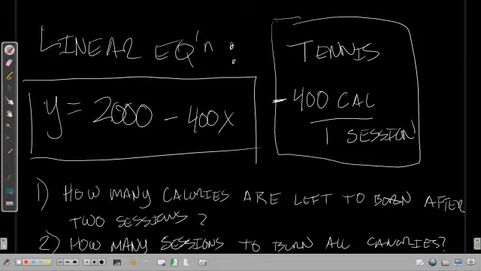And that's the discussion board. Pick an activity. Pick a number of calories you eat per day. Assign a calorie burn for that activity. Write the model, write the questions. You can take exactly what I have here and just change it. Maybe you eat 1,800 calories. Maybe you burned 300. Then it would say y equals 1,800 minus 300x. That's it.